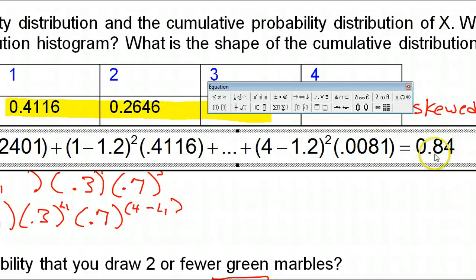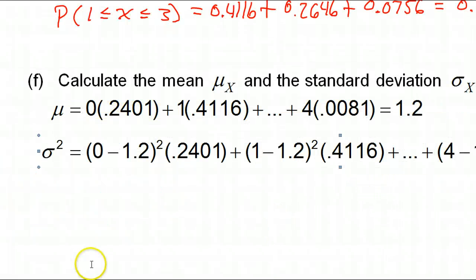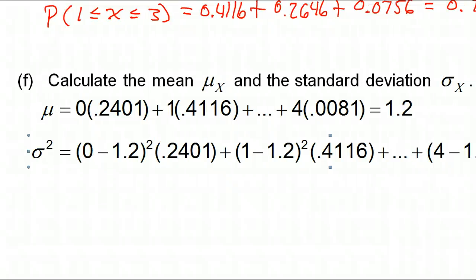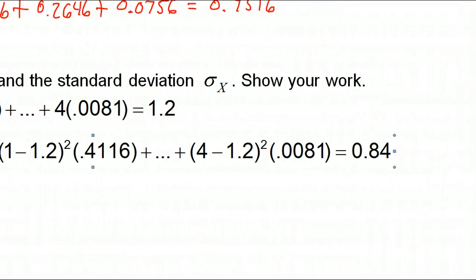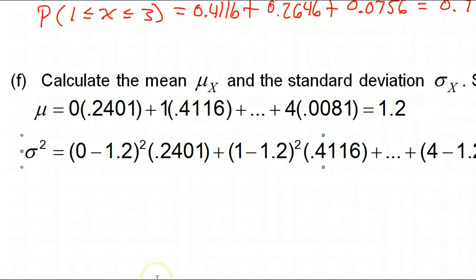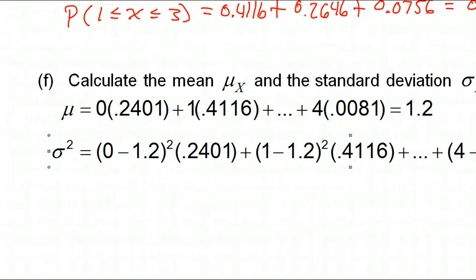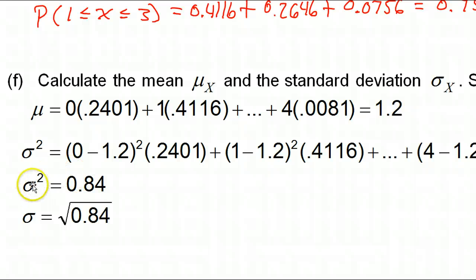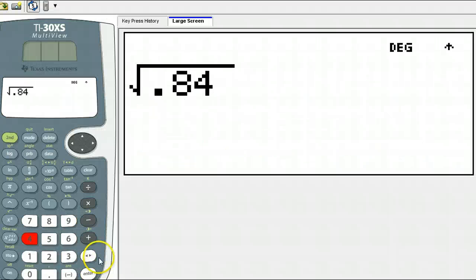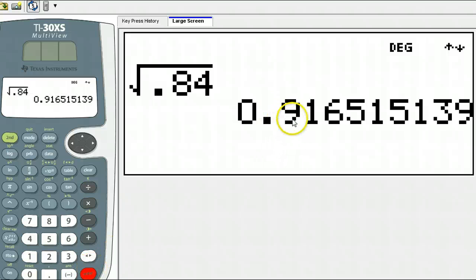Okay, so this is the variance, don't forget, not the standard deviation. All right, so here they are side by side. You got your mean, you got your variance, 0.84. But remember, if you want your standard deviation, you need to take the square root of this. So if the variance is 0.84, the standard deviation is going to be the square root of 0.84, which is 0.9165.